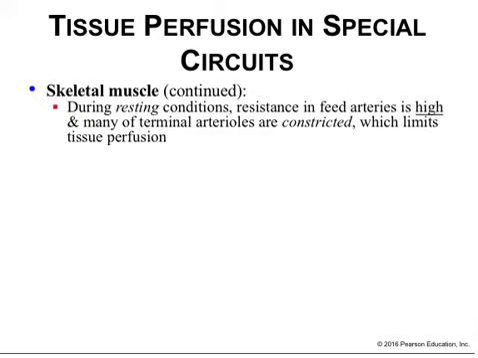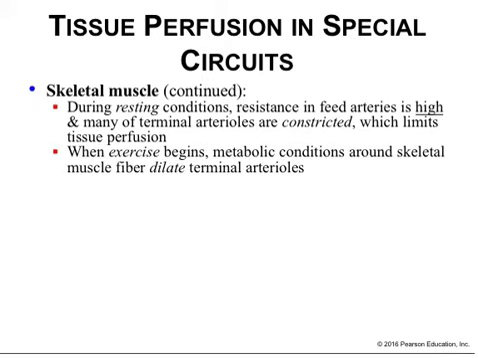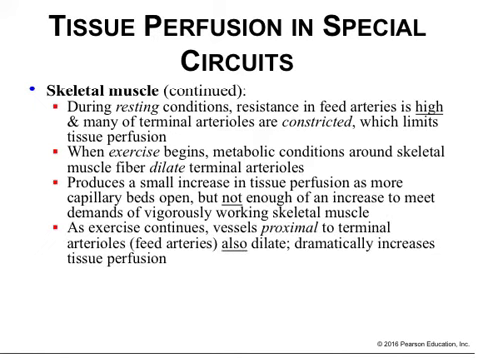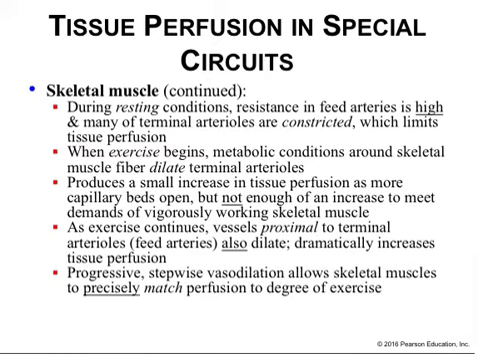During resting conditions, resistance in the feed arteries is high, and many of the terminal arterioles are constricted, and this limits perfusion. But when you exercise, metabolic conditions around skeletal muscle dilate the arterioles. This produces an increase in tissue perfusion as more capillary beds open, but not enough of an increase to meet the demands of vigorously working skeletal muscle. As the exercise continues, vessels proximal to the terminal arterioles also dilate and dramatically increase perfusion. This progressive stepwise vasodilation allows skeletal muscles to precisely match perfusion to the degree of exercise.